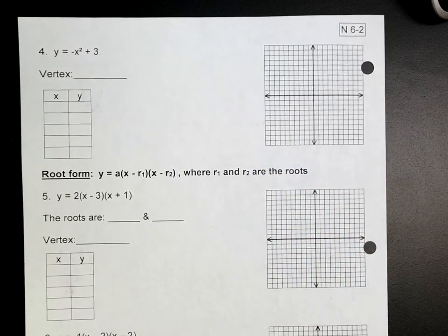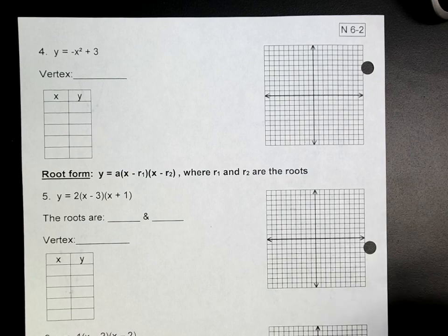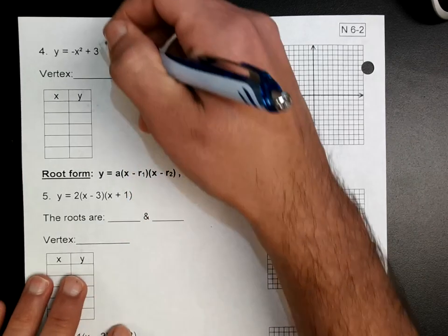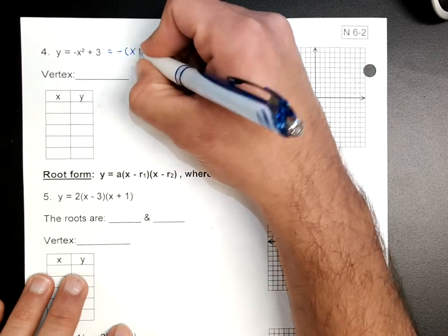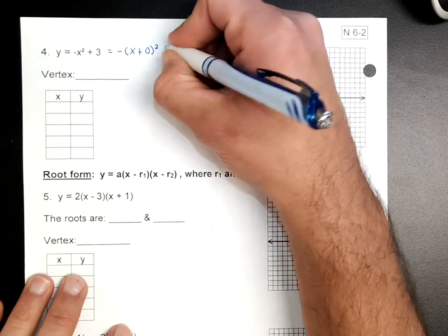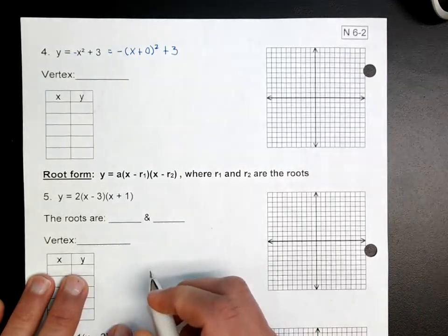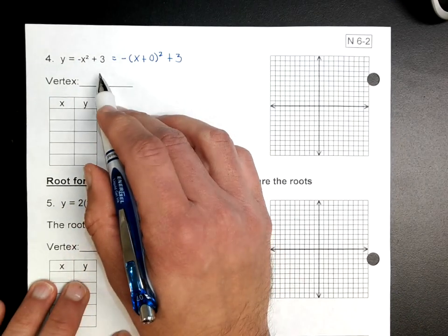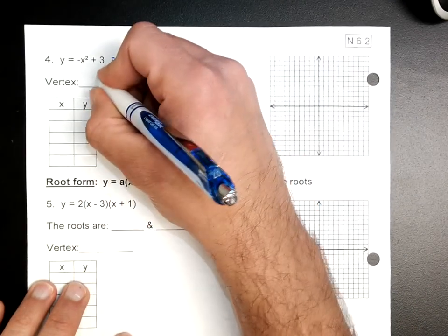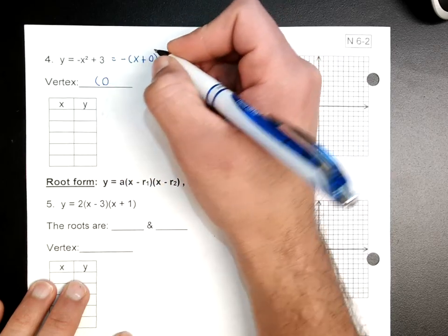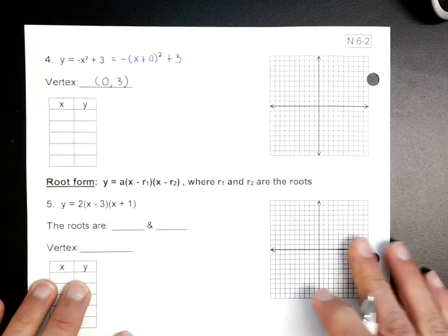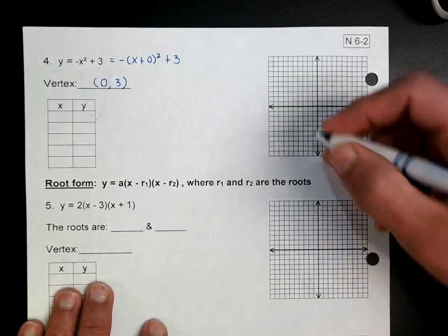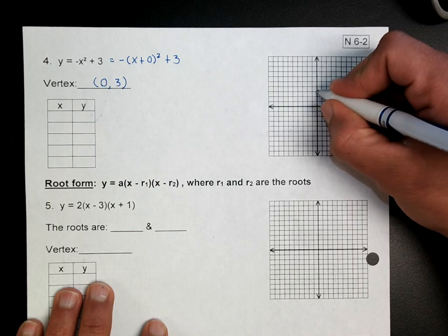Now in this one right here, this may look a little different to you, but if we rewrite it in a different way, this is the same thing as writing negative x plus 0 squared plus 3. Okay, so what that means is, if you look at this, our vertex is going to be located at 0, 3. Okay, so our vertex is going to be located at 0, 3, which is right here.